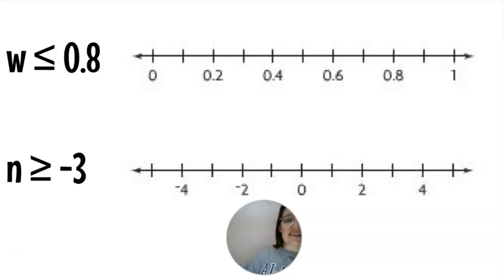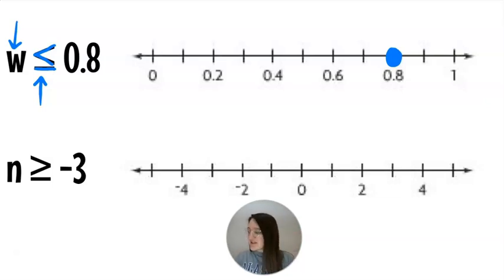So W is less than or equal to 8/10. Step 1, put a circle at 8/10. Do we fill it in? Yeah, because it's the less than or equal to. So fill that in. And now we're going to fill in everything. W is like everything, we're going to shade it. So we need W to be everything less than or equal to 8/10. Less than is to the left, right? So our arrow will also go to the left.